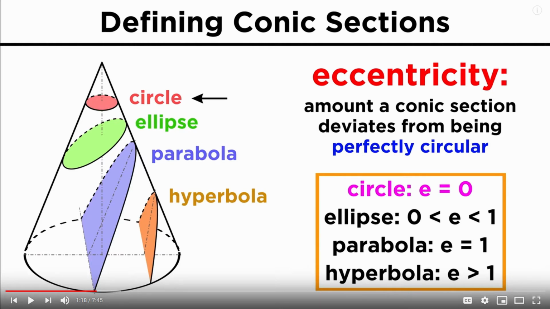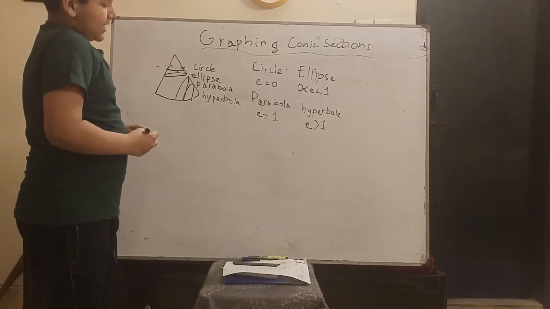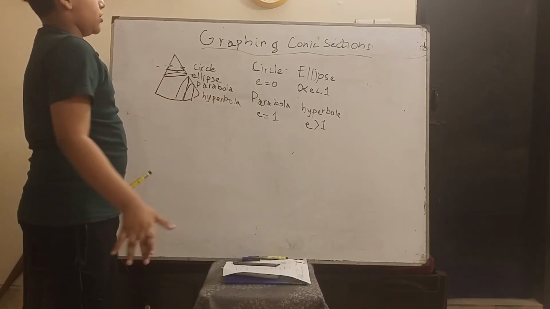A parabola and something like a hyperbola will have an eccentricity of 1 or more. Now this is basically the definition of all of them.